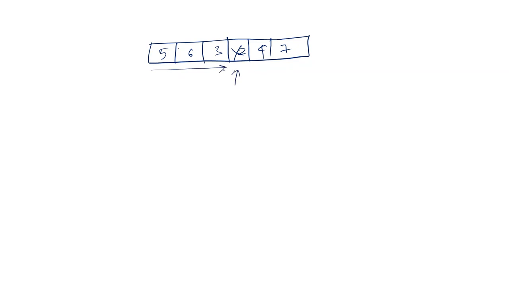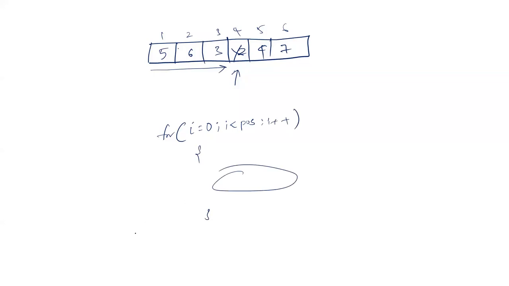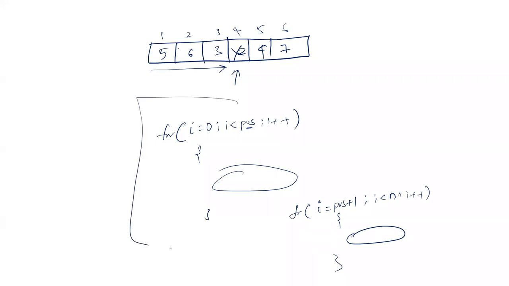When a position is given, for i equal to 0, i less than the position which is given, i plus plus, and after that you print the values. Then write again a for loop, i equal to position plus one, i less than 10, i plus plus, and print the remaining values. So we have to write a separate for loop, and that is one technical way.